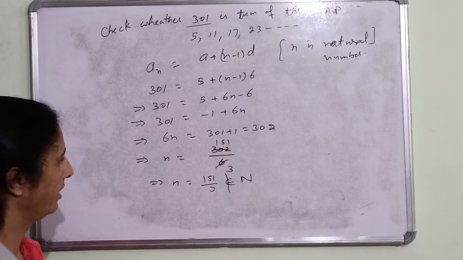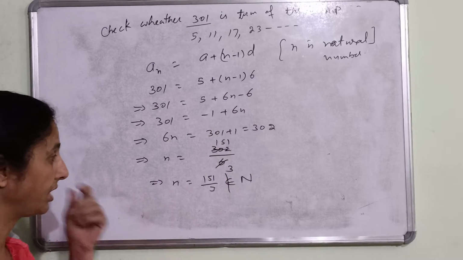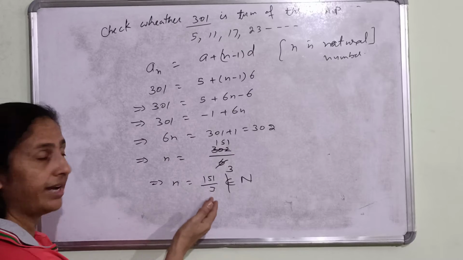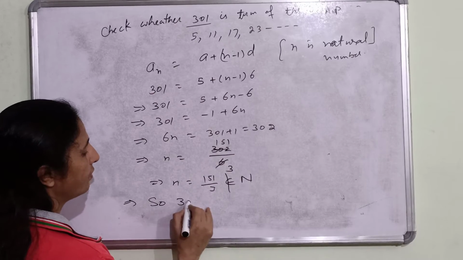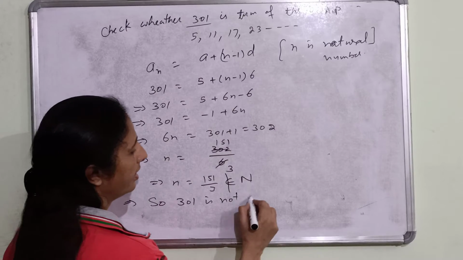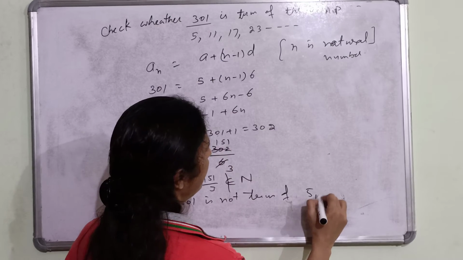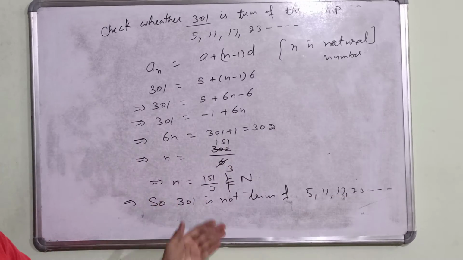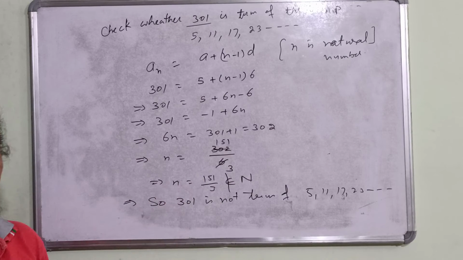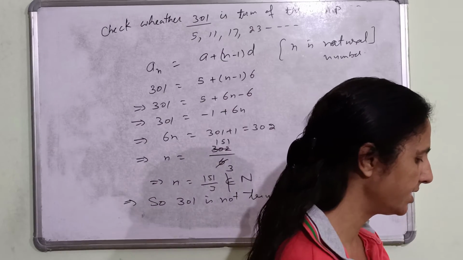right? This is not possible because n is 151 by 3, and this is not possible because n should be a natural number. So what is the result? 301 is not a term of 5, 11, 17, 23, because n is not a natural number. Is that clear?